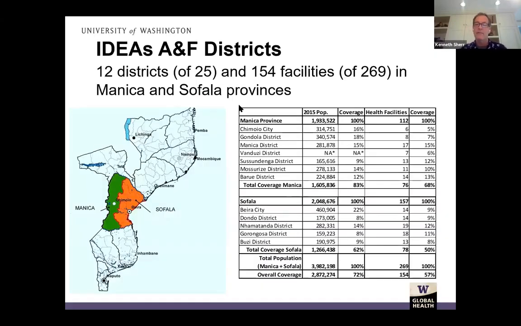But thinking about or looking at where this is being carried out, on the left, you can see a map of Mozambique. We're working in central Mozambique in the provinces of Manica and Sofala, and we're not implementing in all the districts or facilities in these provinces. We have focused on those highest population districts due to resource constraints. But we're implementing this intervention in 12 districts of 25 and 154 facilities in the 2 provinces. And that's about 55+% of the facilities in these districts. But because we focused on the highest population districts, we're covering over 70% of the nearly 4 million people who live in Manica and Sofala provinces.